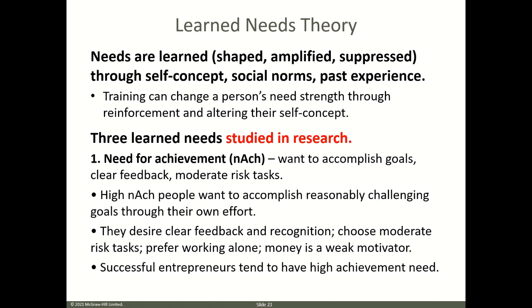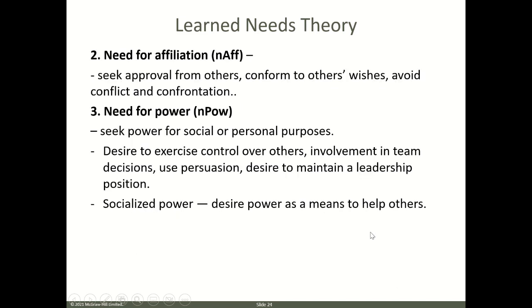They desire clear feedback and recognition for fulfilling those needs, and choose small-risk tasks. They prefer working alone and would not like to work in a team. Sometimes they like to work by themselves, and money is a weak motivator for them. Successful entrepreneurs tend to have a high achievement need. The second need is affiliation, where people seek approval from others, conform to others' wishes, and avoid conflict and confrontation.